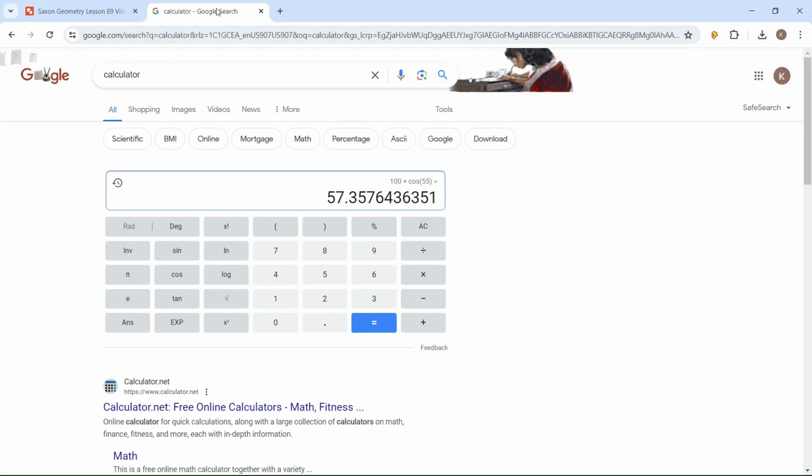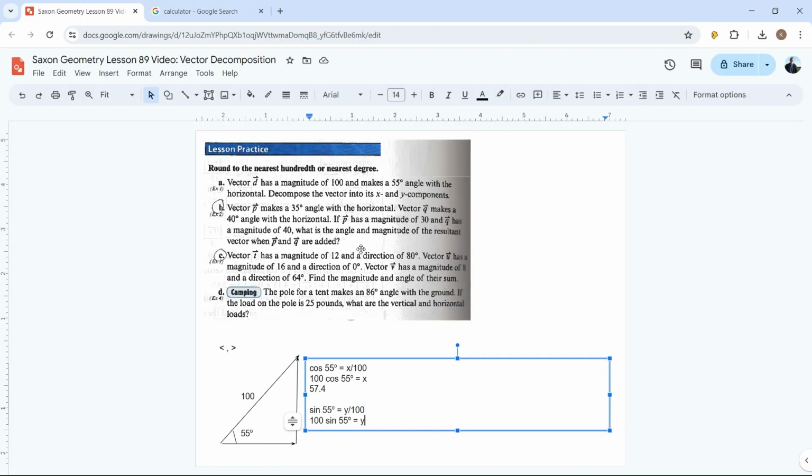100 times the sine of 55. So all I need to do here is change this to 100 times the sine of 55 degrees. Let's see. I wasn't sure whether I had to type 55 first. Let's try that one more time. 100 times the sine of 55 degrees, 81.91. Wow, this side was much longer.